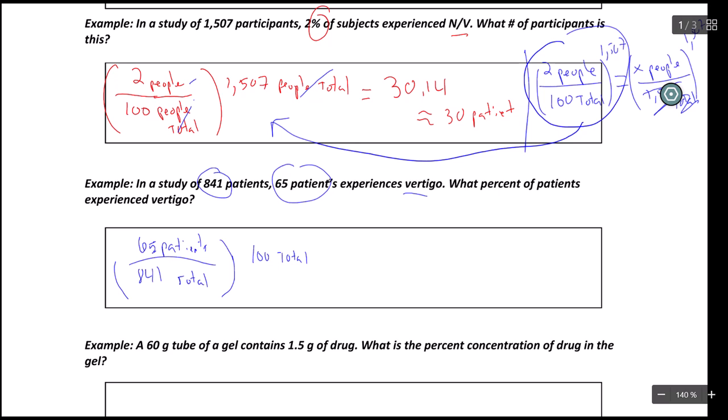So let's say instead of having 840, you just had 100. What would the percent be? And that's about 7.7288 roughly. So you're going to get roughly about 8%. If you round it up, about 8% of the people are going to experience vertigo or dizziness in that.